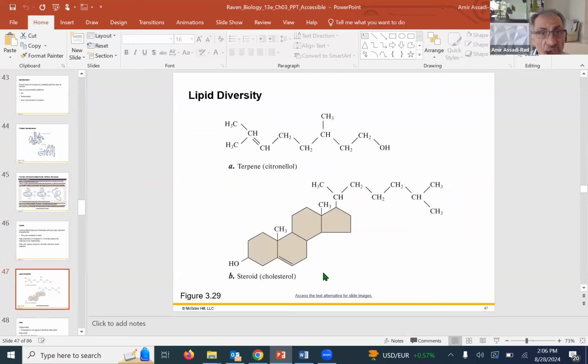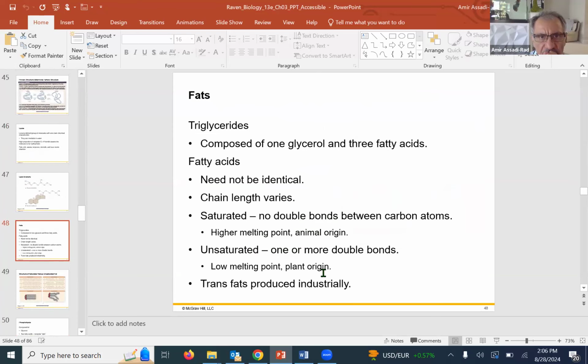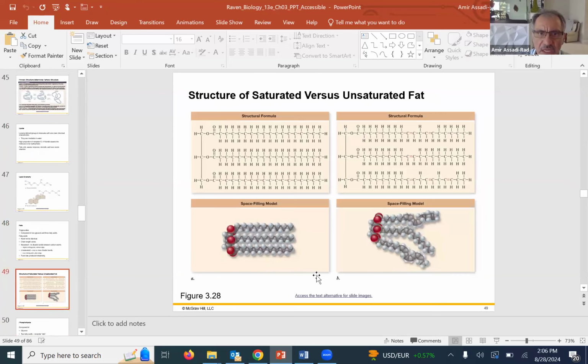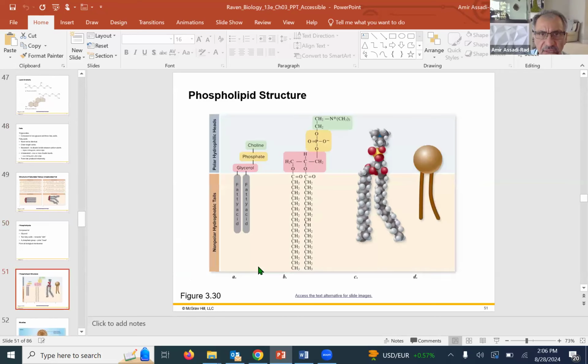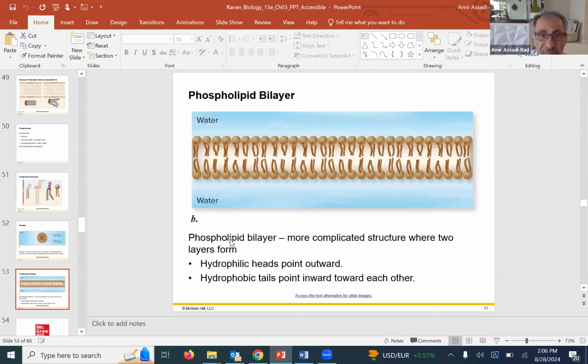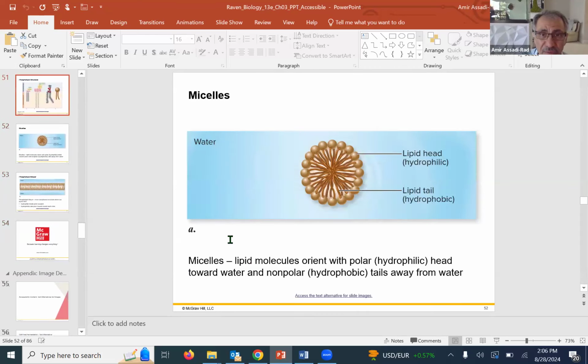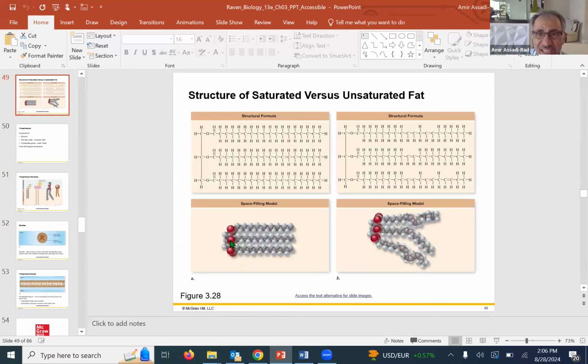Okay, these are steroids, fats, triglycerides. Here we go. So a glycerol molecule, he did not do it. Okay, the only thing missing is a glycerol molecule. Everything else is in there. But the fatty acid, this is a fatty acid.